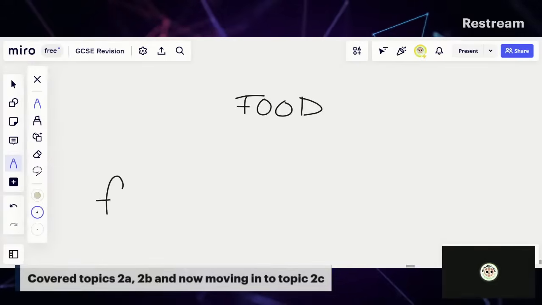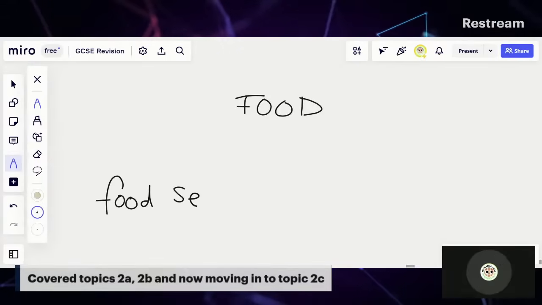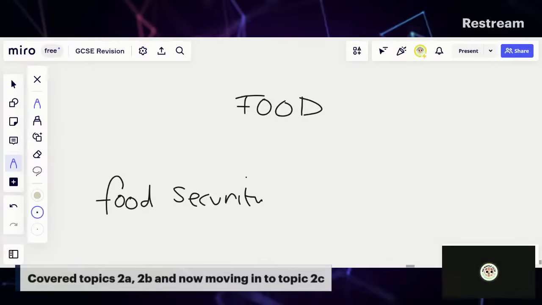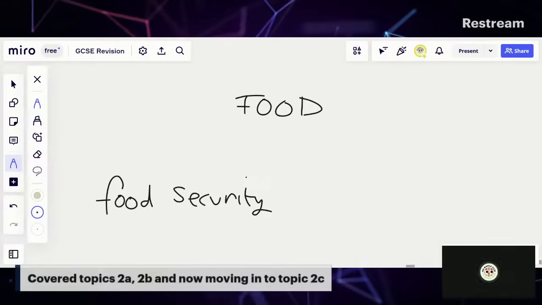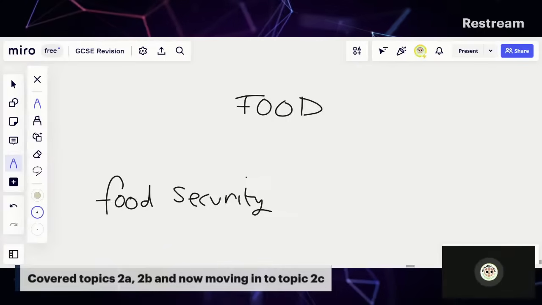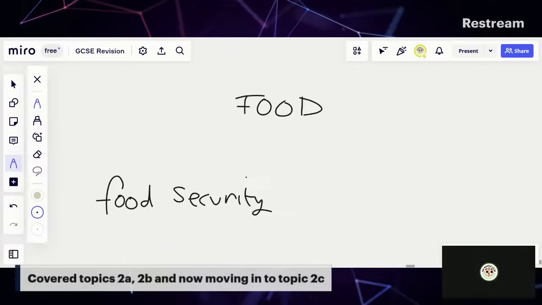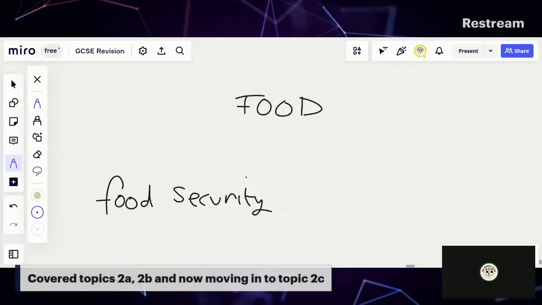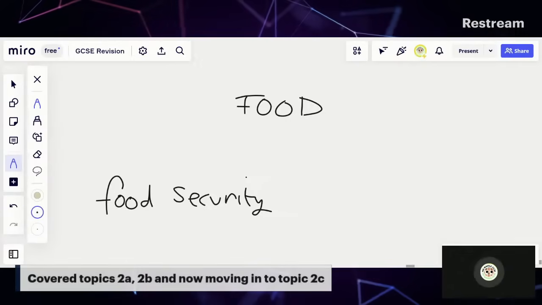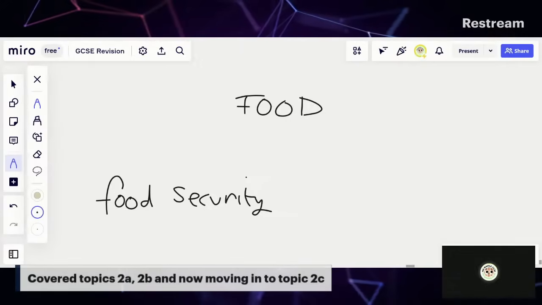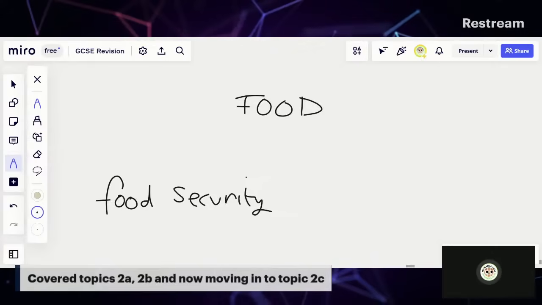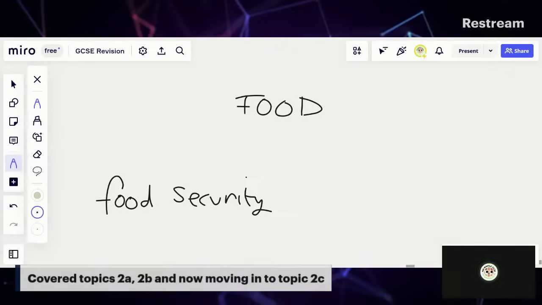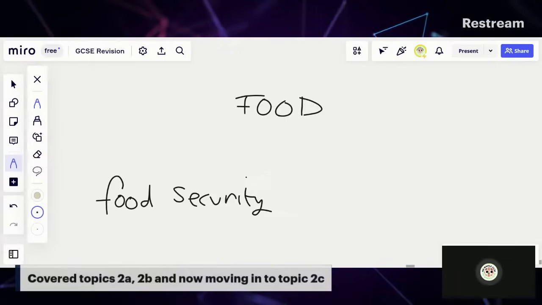So, a key definition here that you need to know about is food security. Food security is when people are able to eat enough nutrients to stay healthy. We talked about malnutrition when you're not getting enough nutrients. So, food security is the opposite, when you are getting enough nutrients to be healthy. Now, food insecurity is when people can't get enough food to stay healthy or to stay active. So countries that don't grow enough to feed their population or can't afford it.